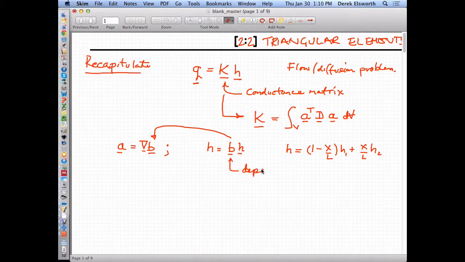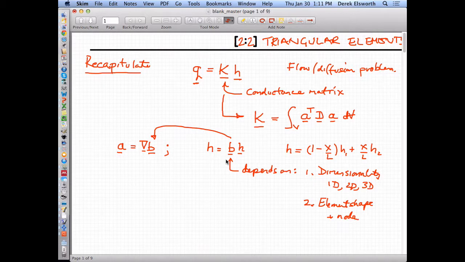This depends on two things. One is dimensionality. It matters whether it's 1D, 2D, or 3D. And it also depends on the element shape and nodes. We had the example last time, a triangle element with a node in each corner, which gives you a certain weighting function, a shape function matrix. If you add mid-side nodes onto that, you change it. We talked about that last time, and so we can always figure out exactly what this matrix is.